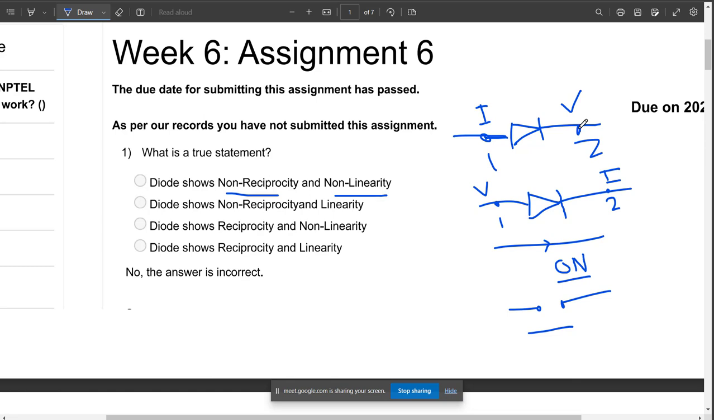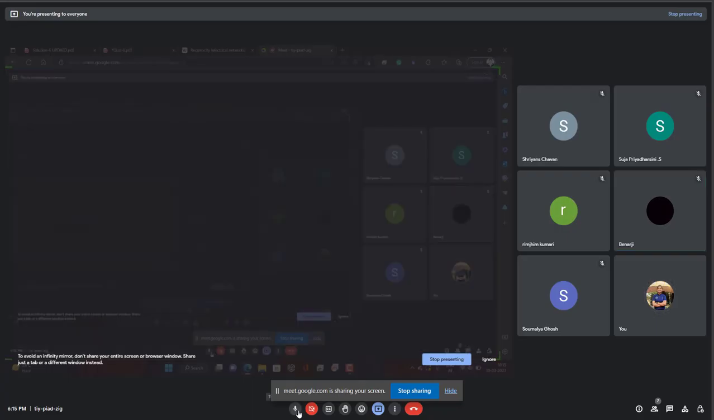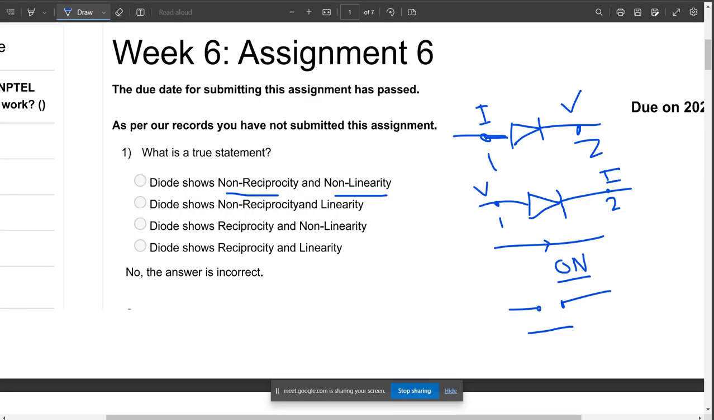But we already know that, Screen is not audible. Sorry, hello. Ah, yes, it is visible now. Am I audible? Yes, ma'am, you are audible.